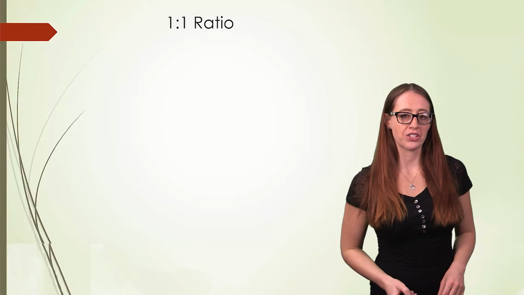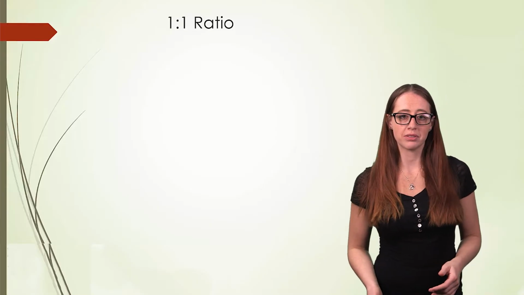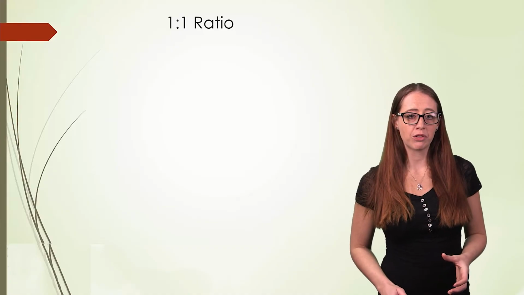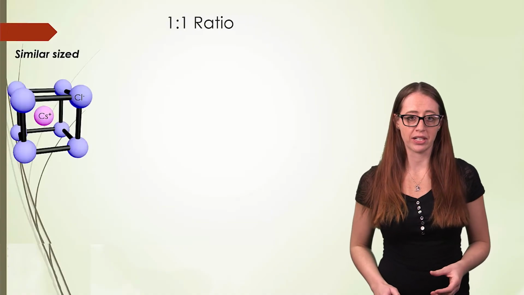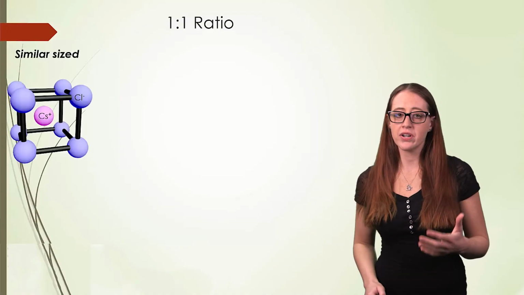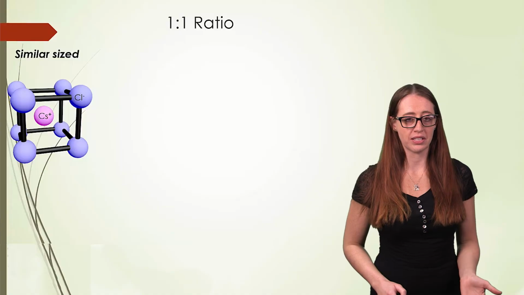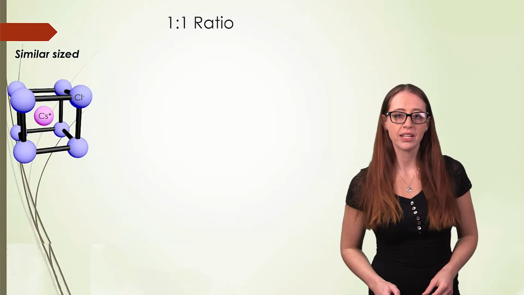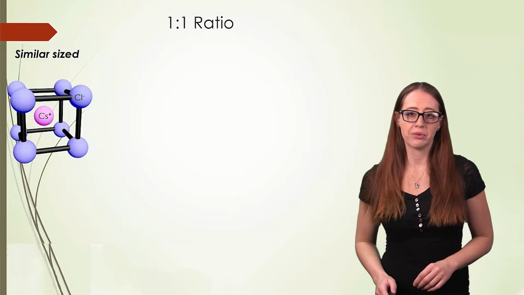Let's start with structures that have a 1-to-1 ratio. The 1-to-1 ratio helps us decide between three different structures. Which of the three it forms is going to be based on the size of the ions. If the ions have a very similar size, it will form a body-centered structure as shown here. Note that these are not space-filling models as I showed in the last video, just for clarity so that you can see everything. Here I have cesium chloride shown.